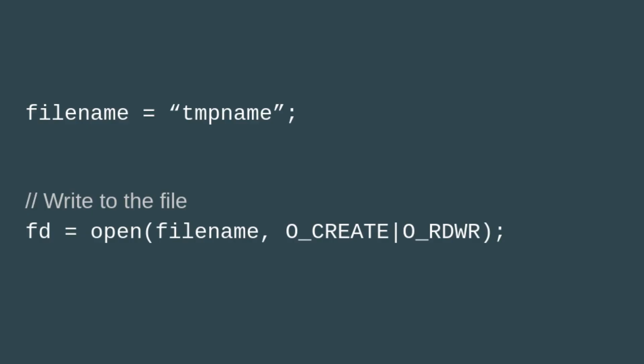Here's another example of a race condition. So here you have some code. The variable file name is set to the actual name, temp name. And then later on the code opens up the file for writing using the open call, file name, and it says open, create the file, and open it for read-write access.